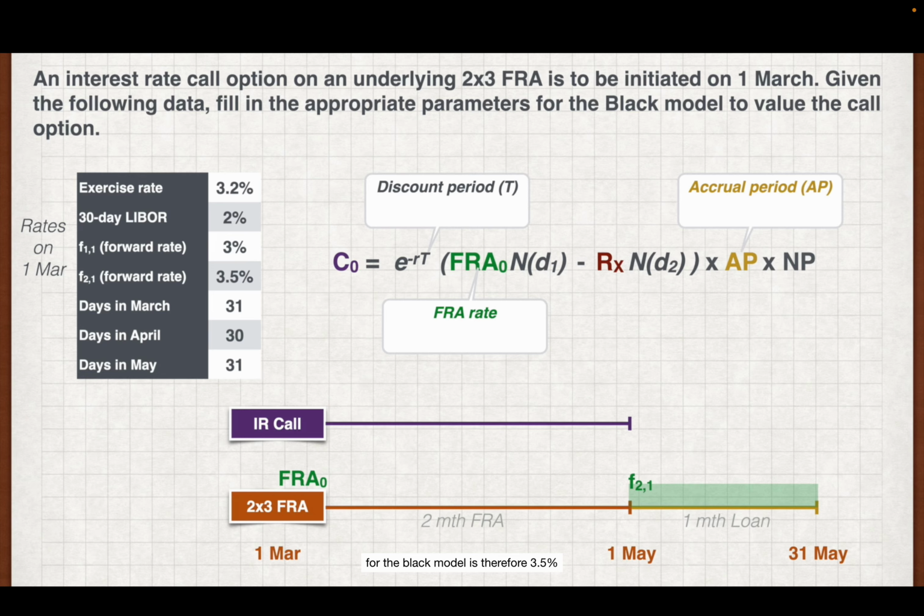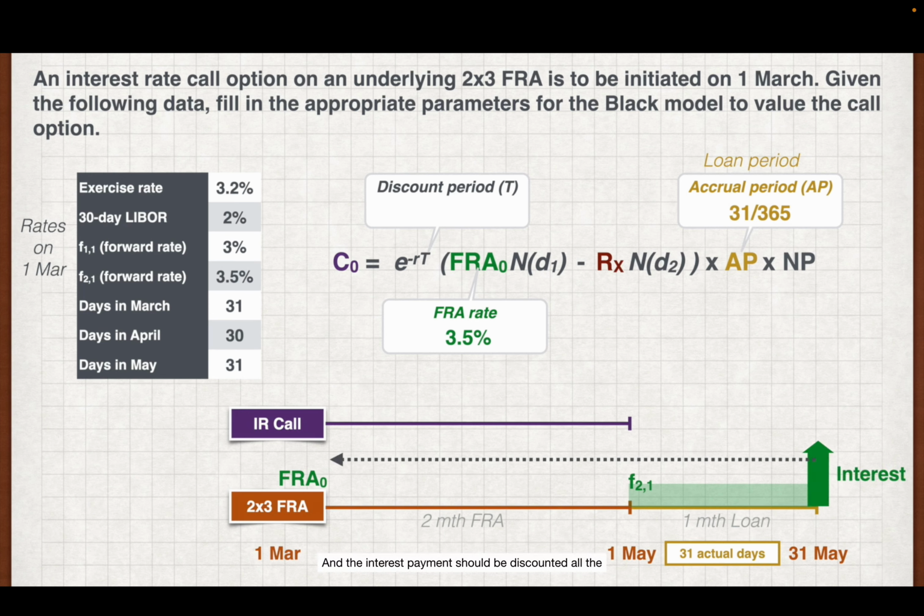The FRA rate for the Black model is therefore 3.5%. The accrual period is the period of the loan, which in this case is 31 days, as there are 31 days in May. Remember, we used the actual/365 convention, so AP is 31 over 365. And the interest payment should be discounted all the way till today, which covers all 3 months. This is 92 actual days divided by 365.